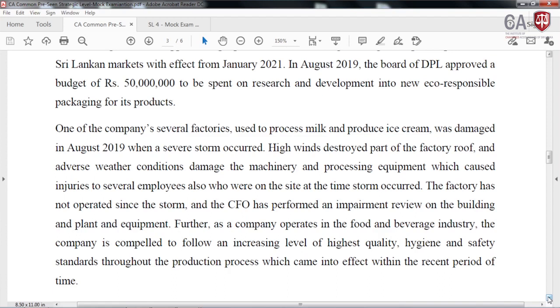The factory has not operated since the storm, and the CFO has performed an impairment review on the building and plant and equipment. Further, as a company operating in the food and beverage industry, the company is compelled to follow an increasing level of highest quality, hygiene and safety standards throughout the production process, which came into effect in recent times. Yes, they have to be very careful. They have to maintain high quality, hygiene and safety standards.